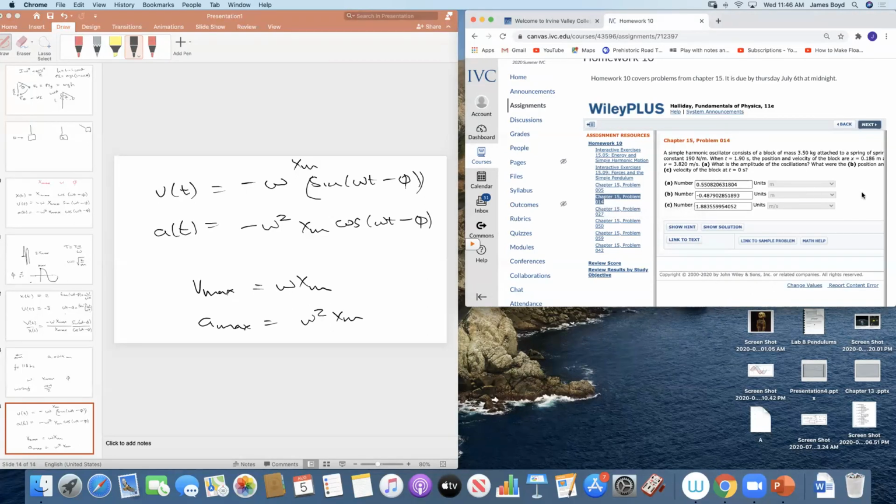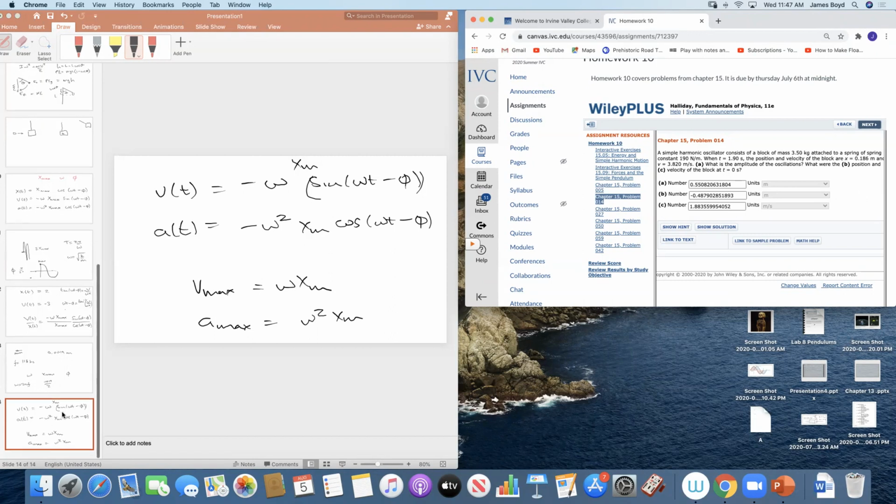Here we have a block of mass, whatever, attached to a spring, and we're given the period, and then we're told what x and v are, okay?